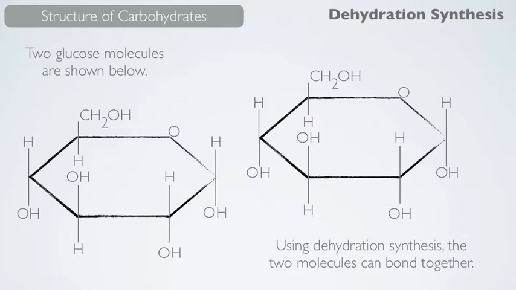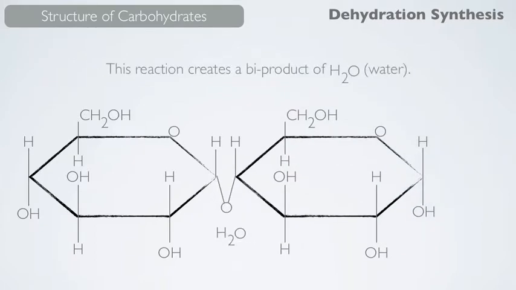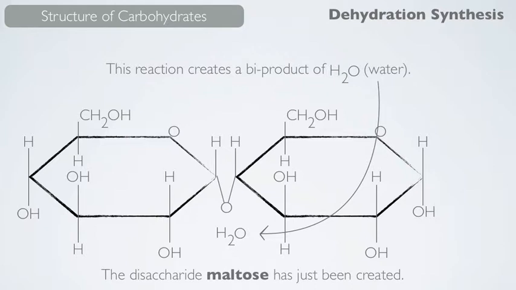This can be shown with two glucose monosaccharides bonding. The hydroxyl groups both have one oxygen and one hydrogen. However, only one oxygen bonds the glucose together. This means that two hydrogens and one oxygen leave the glucose molecules, which results in the byproduct of H2O, or water. The disaccharide we have created is maltose.